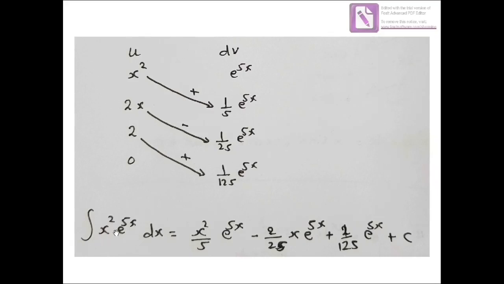So now the integral of x squared exponential of 5x dx will be x squared multiplied by 1 over 5 exponential 5x, which is x squared over 5 exponential 5x. The second one we take 2x multiplied by 1 over 25 exponential 5x multiplied by minus, we get minus 2 over 25 x exponential 5x. This one multiplied by this, we take it positive, so it will be plus 2 over 125 exponential 5x. In the last step we add the constant c.